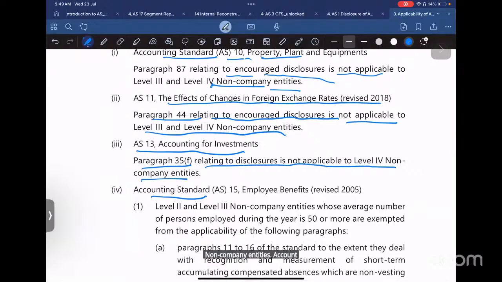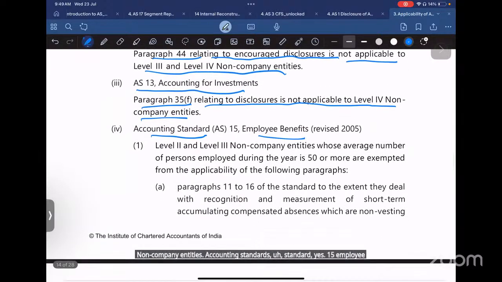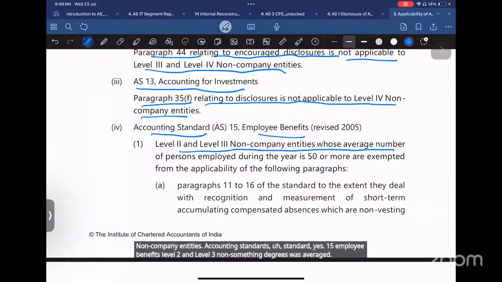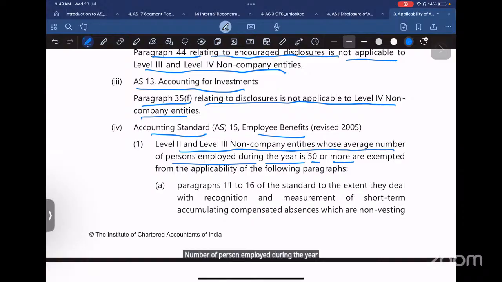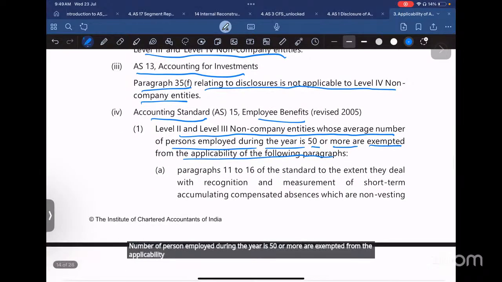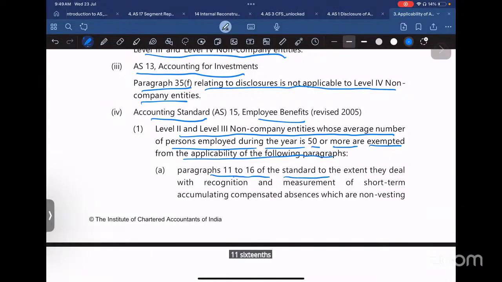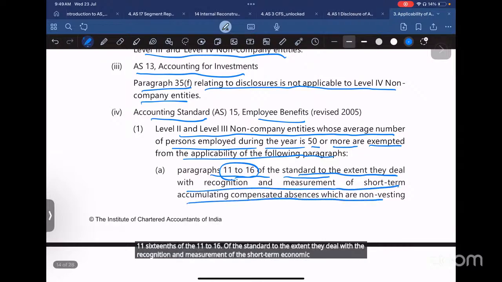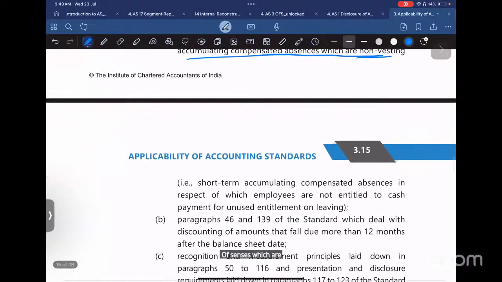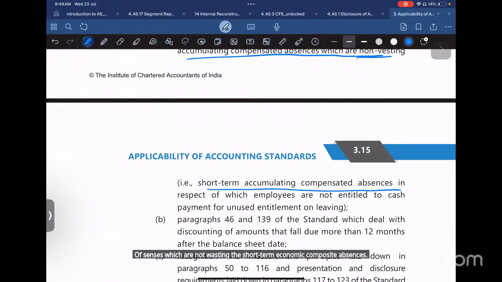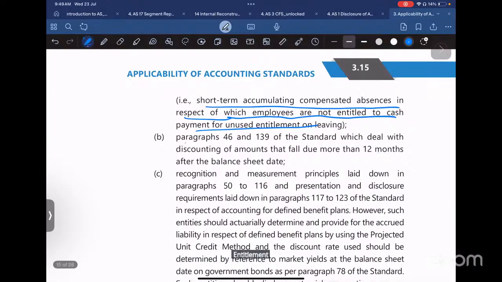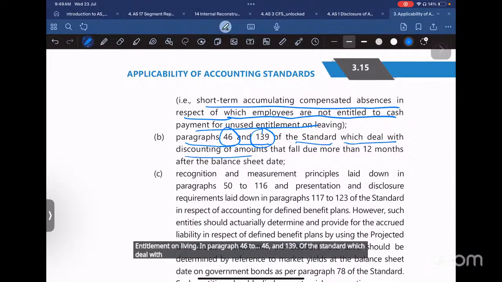AS15, employee benefits: level 2 and level 3 non-company entities whose average number of persons employed during the year is 50 or more are exempted from the following paragraphs. Paragraphs 11 to 16 of the standard, to the extent they deal with the recognition and measurement of short-term accumulating compensated absences which are non-vesting, that is, in respect of which employees are not entitled to cash payment for the unused entitlement on leaving. Paragraphs 46 and 139 of the standard, which deal with the discounting of amounts not due more than 12 months after the balance sheet date.